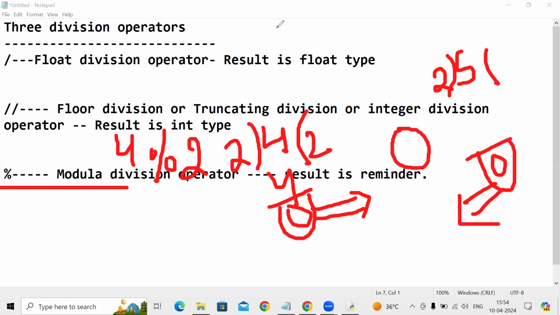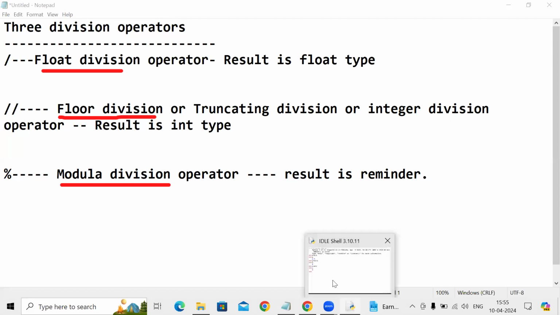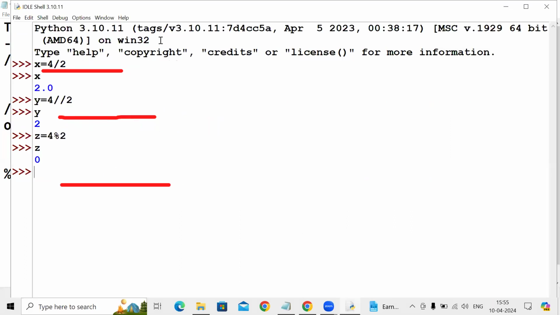I hope you understand what float division, floor division and modular division are. Now I will show you practically, then you can understand better. Let's shift to the practical, guys.